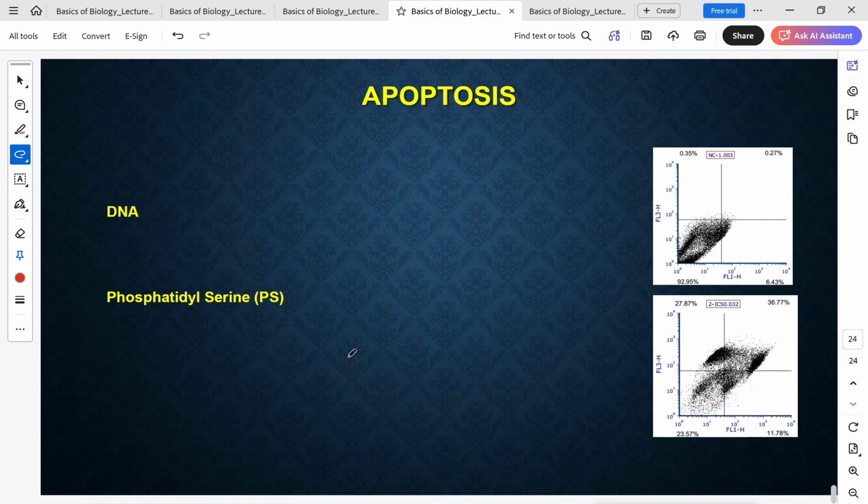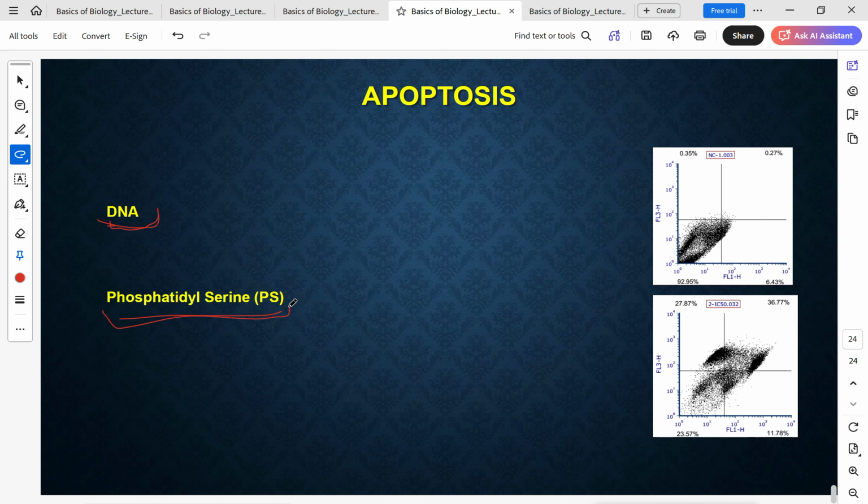Okay. Now, if you want to see if your cells are undergoing apoptosis or not using a flow cytometer, what you can do is check for DNA and phosphatidylserine. DNA can be checked using PI or propidium iodide. Propidium iodide is a dye which can't enter live cells. It can only enter dead cells.